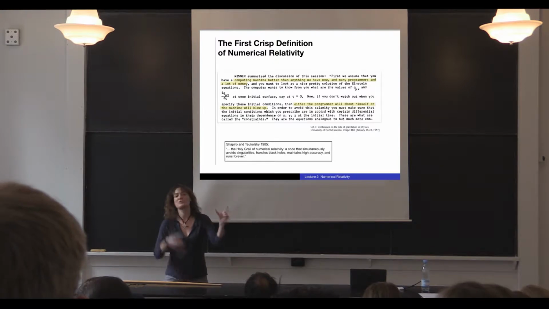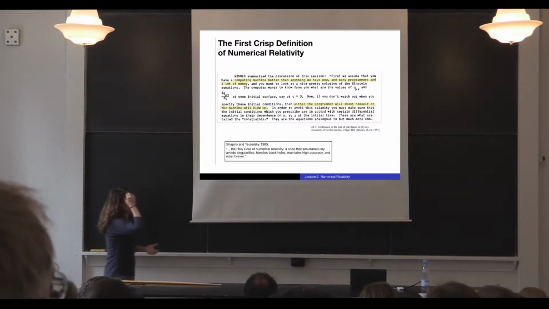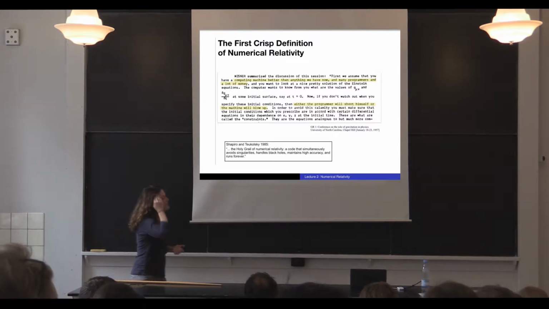You can't superpose two Schwarzschild solutions and come out with a binary black hole solution. So this is why we end up needing to use computers.